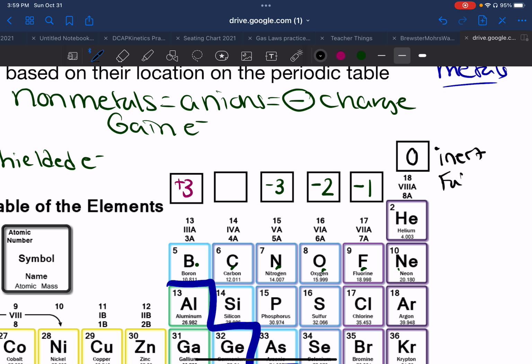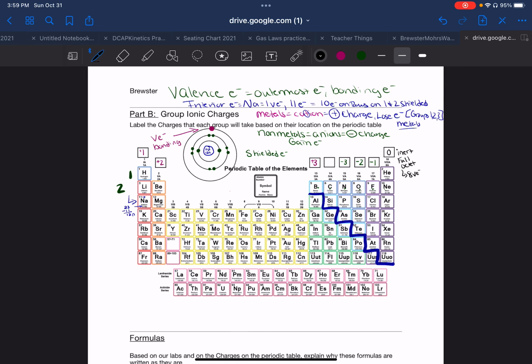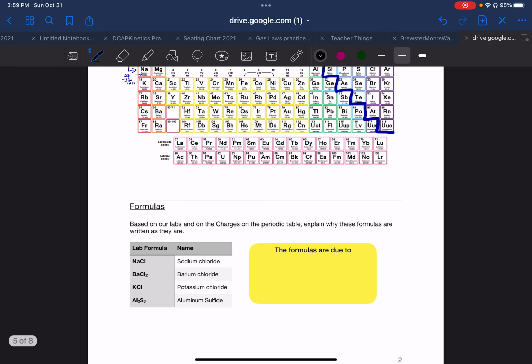Okay, or a full octet, which means, because oct means 8, we have 8 valence electrons. So that's what that means. And so make sure you mark that up on your periodic table as well. And then we have formulas.